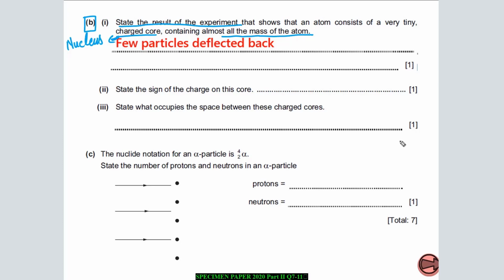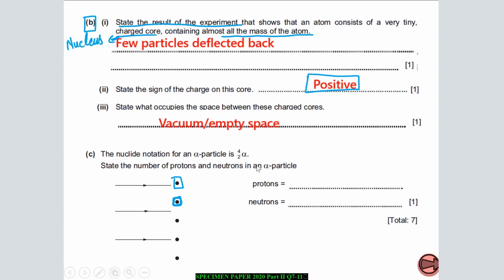Next it is asking you the charge. As I mentioned before, alpha particles are deflected by the nucleus, so we can say the nucleus is positively charged. That's the reason we have written here that the charge on the core, meaning the nucleus, is positive. State what occupies the space between these charged cores. You can see here this is a nucleus and this is also a nucleus. Simply we can say empty space.